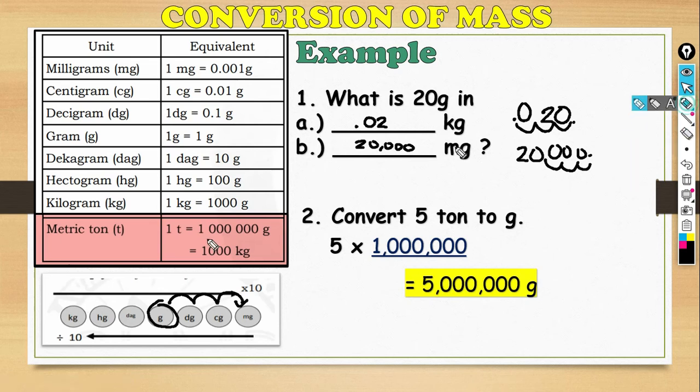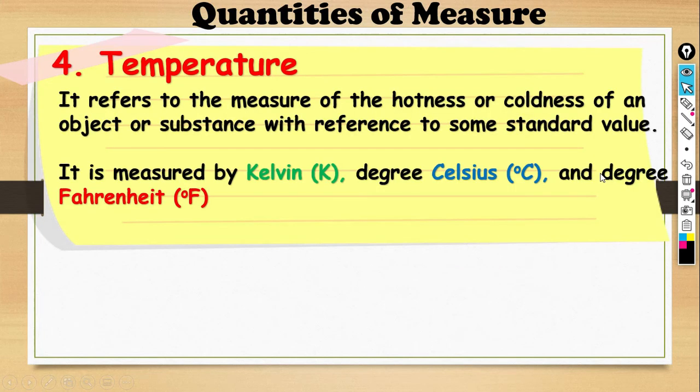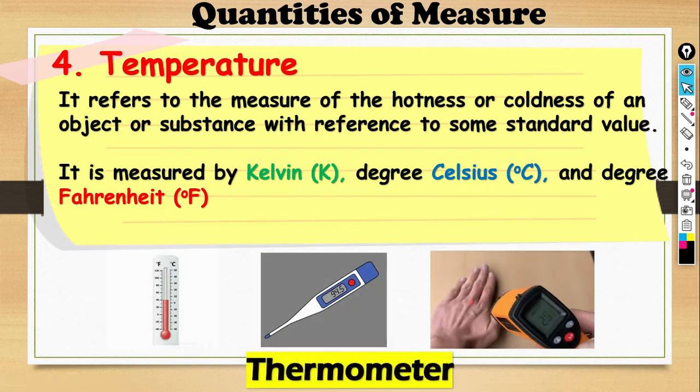So, ayan. Let's have the other quantities of measure, which is temperature. So, it refers to the measure of the hotness or coldness of an object or substance with reference to some standard value. So, it is measured by Kelvin, degree Celsius, and degree Fahrenheit. At gumagamit tayo ng thermometer to measure our temperature.